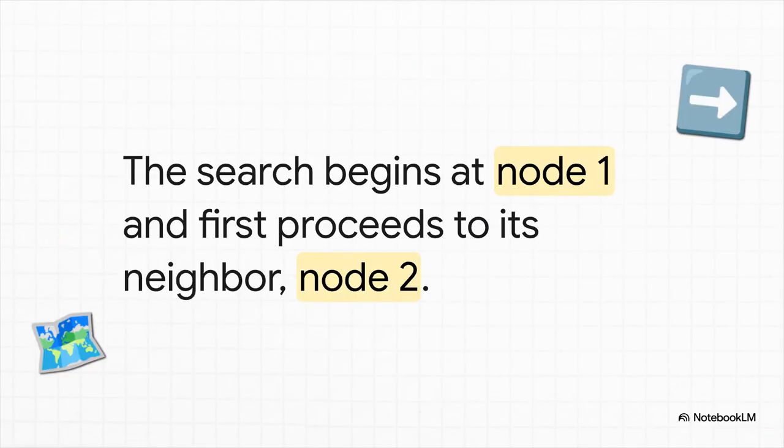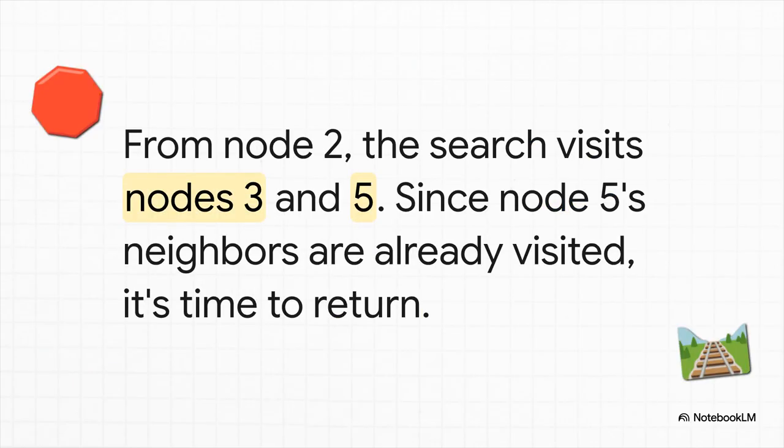We're starting at node 1. DFS doesn't hesitate. It just picks a path and dives right in. See how it follows that edge straight to its neighbor, node 2? That's our first step deep into this graph. Now from node 2, do we look around? Nope, we keep plunging deeper. First to node 3, and then from there all the way to node 5.